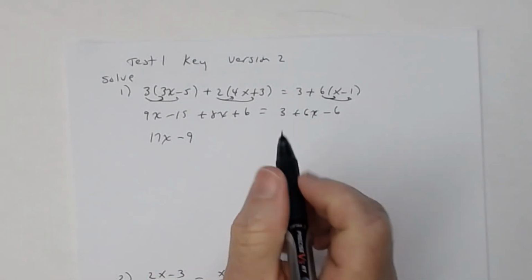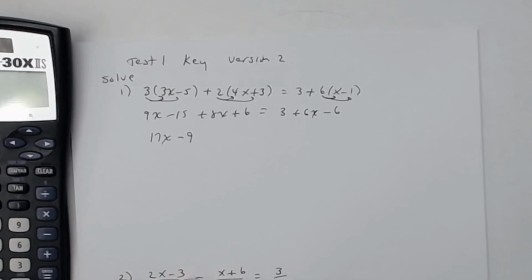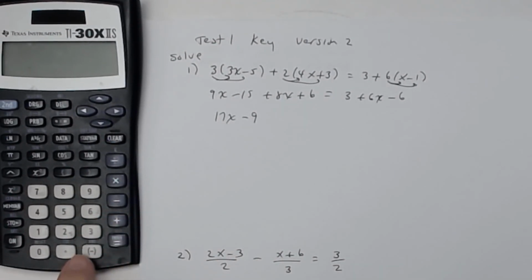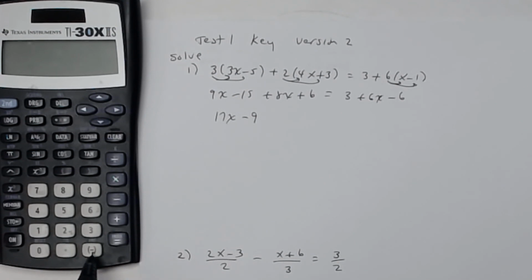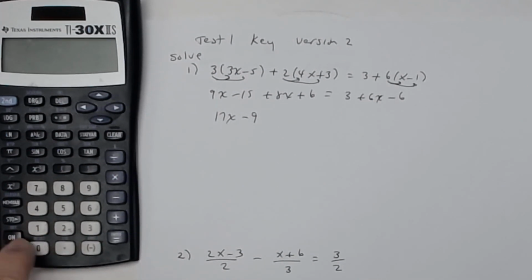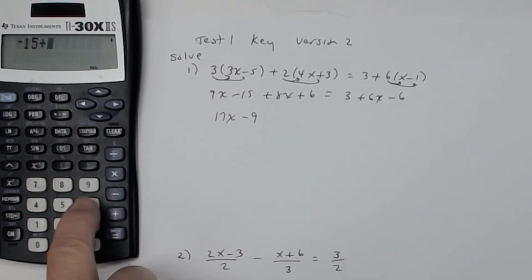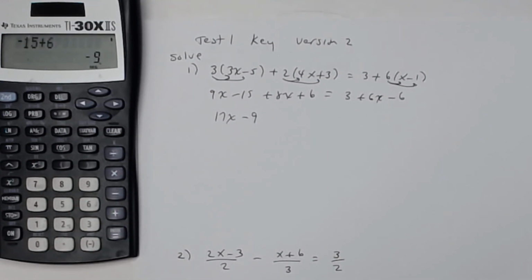And if you forgot how to add signed numbers, then just use your calculator. So here's your negative button right here. So negative 15, and you're adding 6, and you're going to get a negative 9.